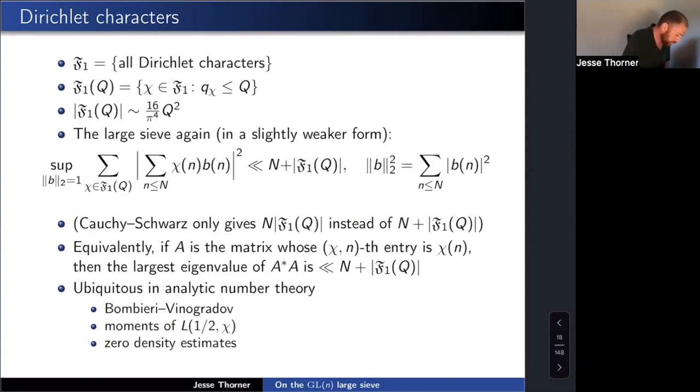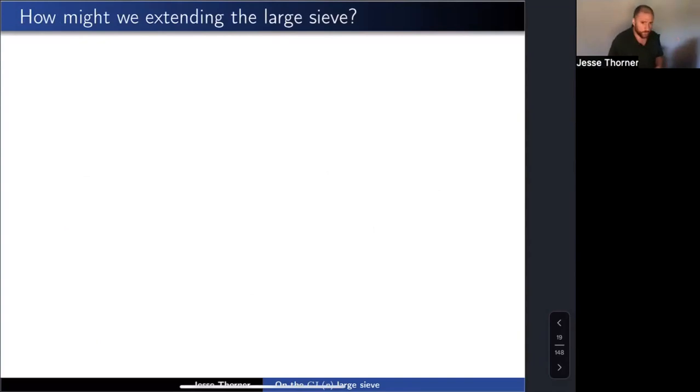So given how central the large sieve inequality for Dirichlet characters is to analytic number theory, we might want to figure out how we might extend the large sieve in other settings. And there are a number of ways that we can do this. I'm going to focus on one today.